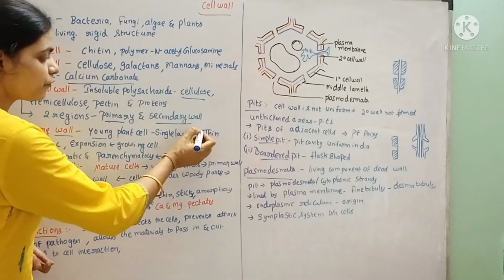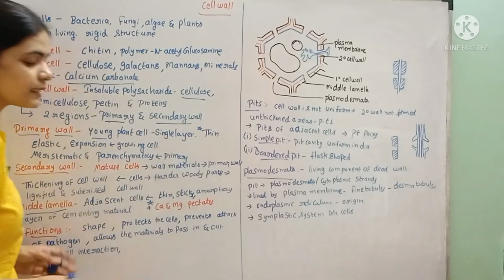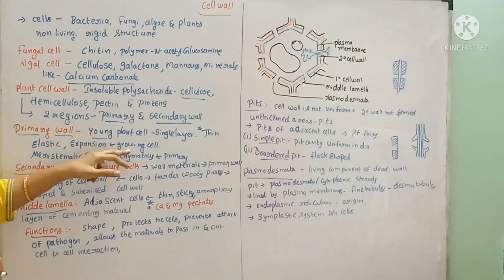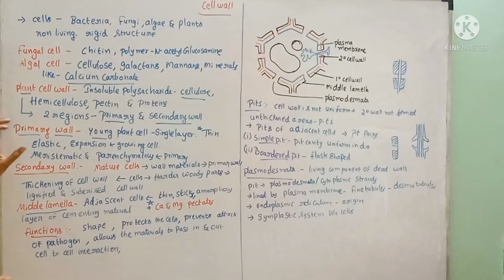The characteristic feature of the primary cell wall is that it is thin and elastic. It is elastic and can expand in the growing cells. This primary cell wall is mainly found in meristematic and parenchymatous cells. There only the primary wall is present; there is no secondary wall.